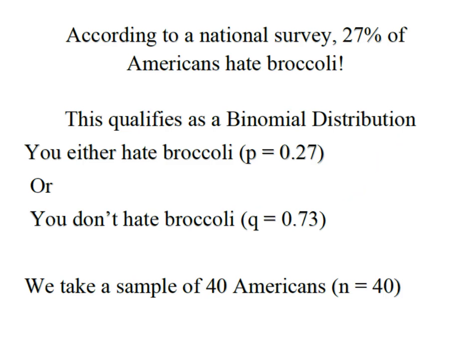According to a national survey, 27% of Americans hate broccoli. This qualifies us as a binomial distribution because you either hate broccoli, 27%, or you don't hate broccoli, the other 73%. We've taken a sample of 40 Americans. That gives us an N of 40, or 40 trials.